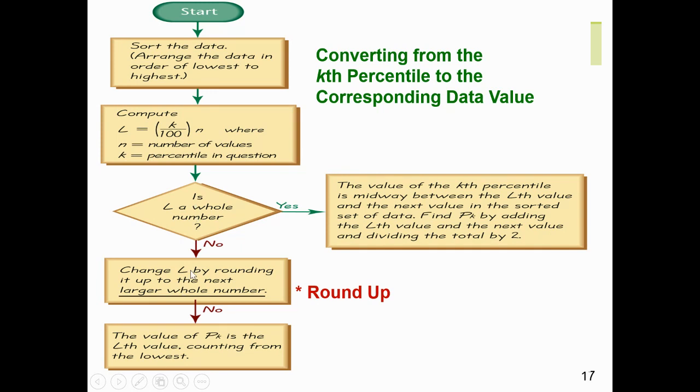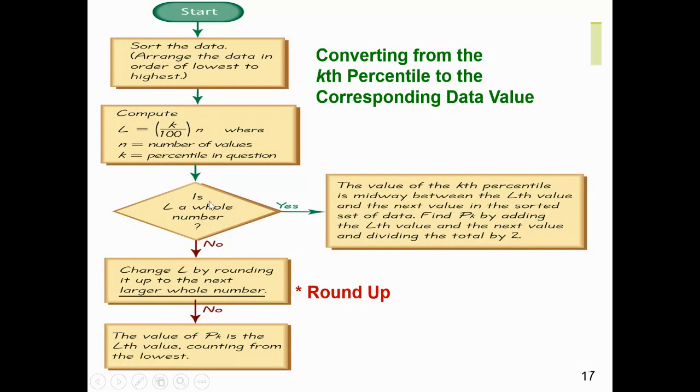If you don't get a whole number, in the prior exercise, we rounded off. Here, you're always going to round up no matter what the decimal is. Let's say I get 3.2. 3.2 rounding up, not rounding off, is going to be 4. So I'm looking for the number in the 4th position, starting from the smallest, the fourth largest number.